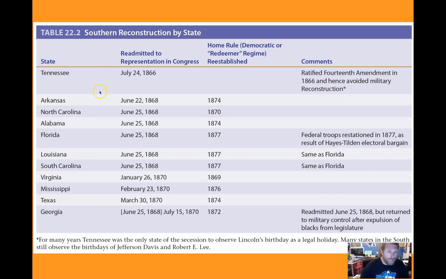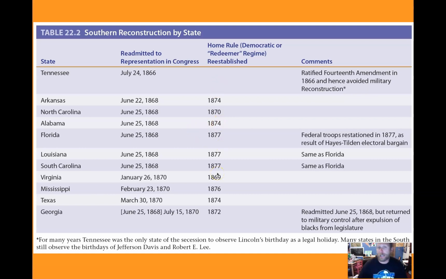And so this chart here kind of shows when they were readmitted under radical Reconstruction. Tennessee was never occupied because they ratified the 14th Amendment before 1866, so they're in. And then you have Arkansas, North Carolina, Alabama, Florida, Louisiana. And then over here, you have when they reestablished home rule.